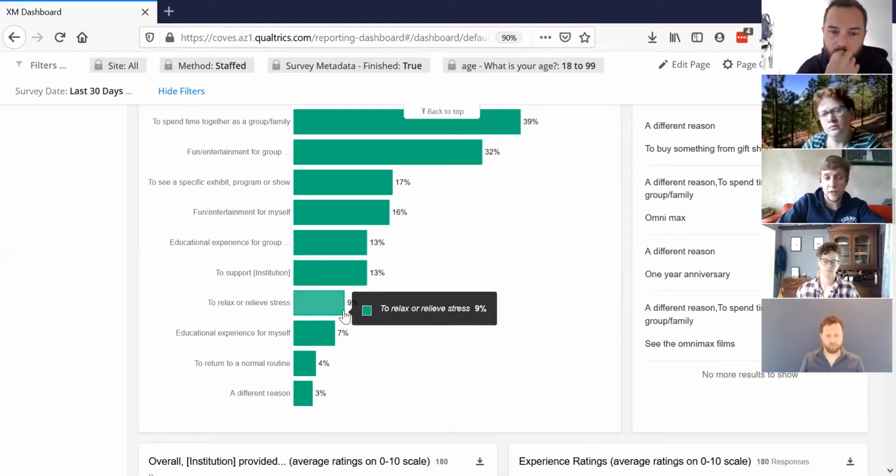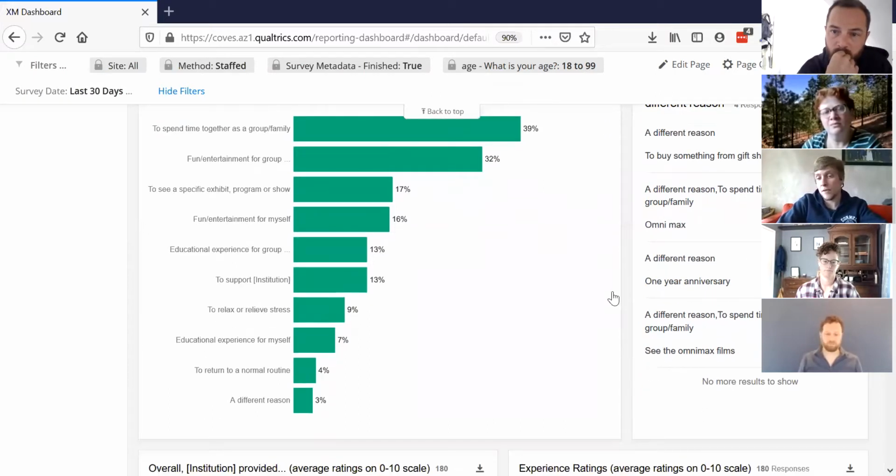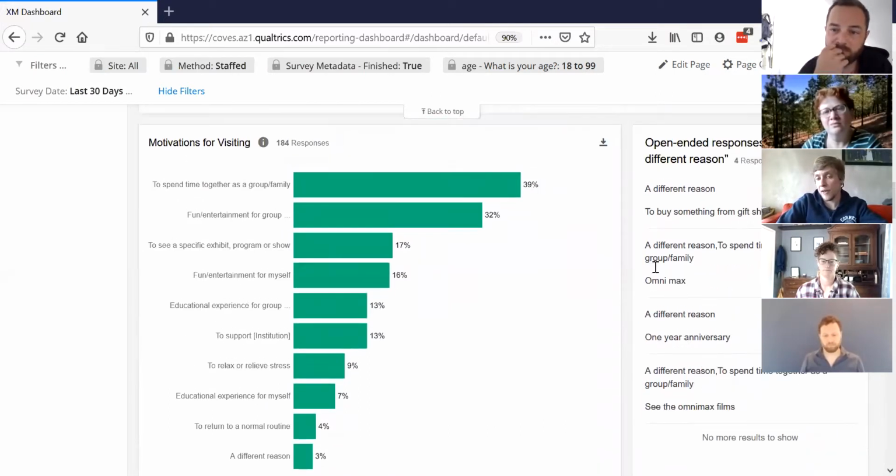You can also see to relax or relieve stress is there, to return to a normal routine, and a different reason. We added that to make sure we were not missing anything. But frankly, there's not anything really groundbreaking in these last 30 days.